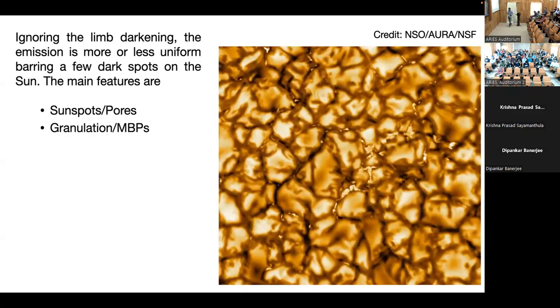So if you zoom into this, if you look closely, you will also see around these granular lanes these bright structures. These bright structures, in fact, host kilogauss magnetic fields. They have very strong magnetic fields, and these bright structures are called magnetic bright points because they have intense magnetic fields there. Those are some of the structures you will see in the sun.